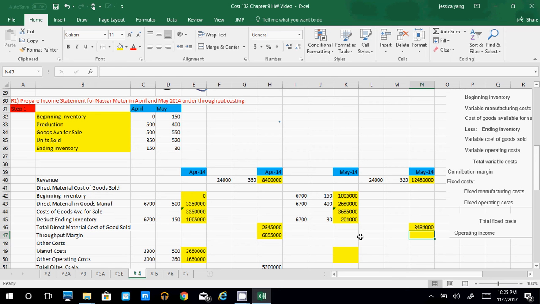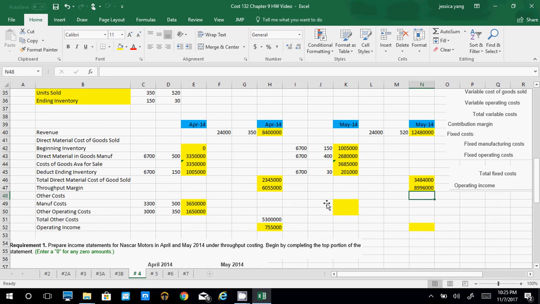For the throughput margin, we would take our revenue in May of 12,480,000 and subtract our total direct material cost of goods sold, which gives us an answer of 8,996,000.